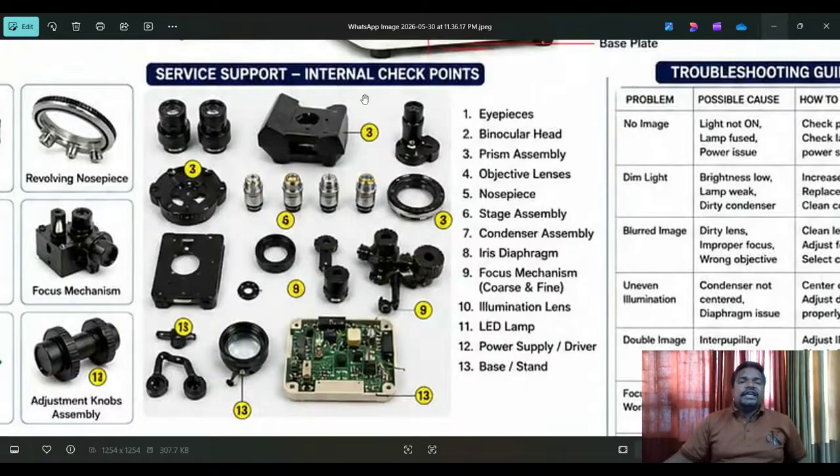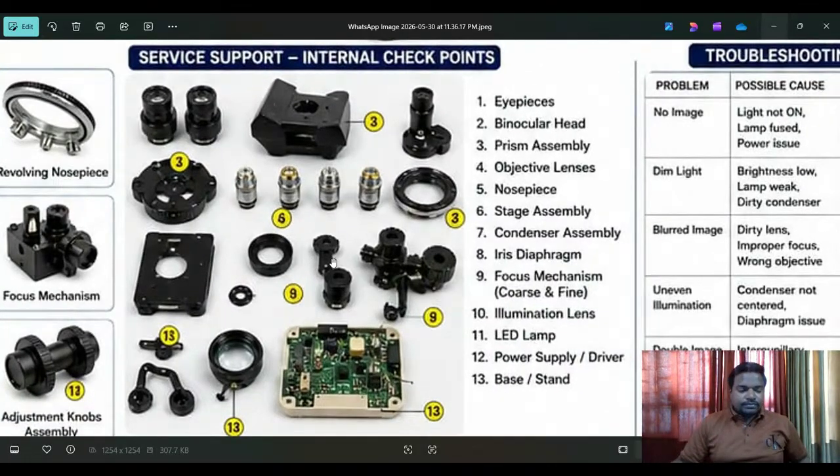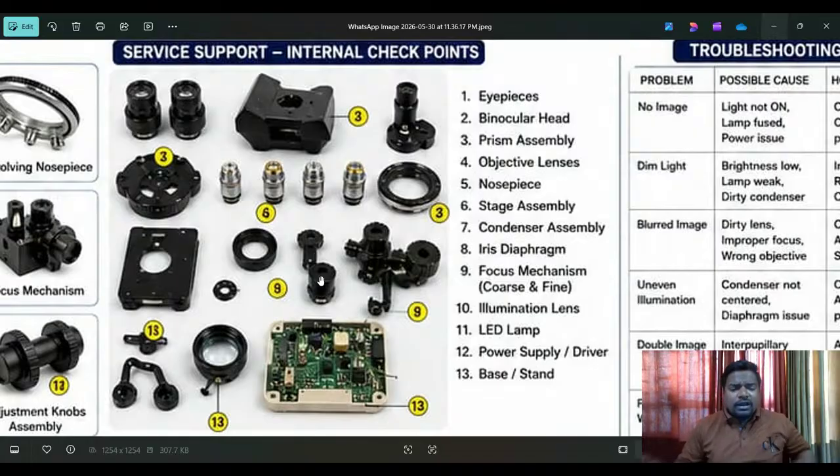Come to the point: service support internal checkpoints. What are the important things? Did you ever try to completely open the microscope? You face that situation at preventive maintenance time. One time, two times you have to do it very clearly, because most of the time it is not possible to open and check everything. The hospital and lab equipment are busy, continuous patients come, and they will not be ready to give you the equipment for learning, because learning is your personal work, but they need the services for the patients. At that time you have to finish clearly and focus on the work.